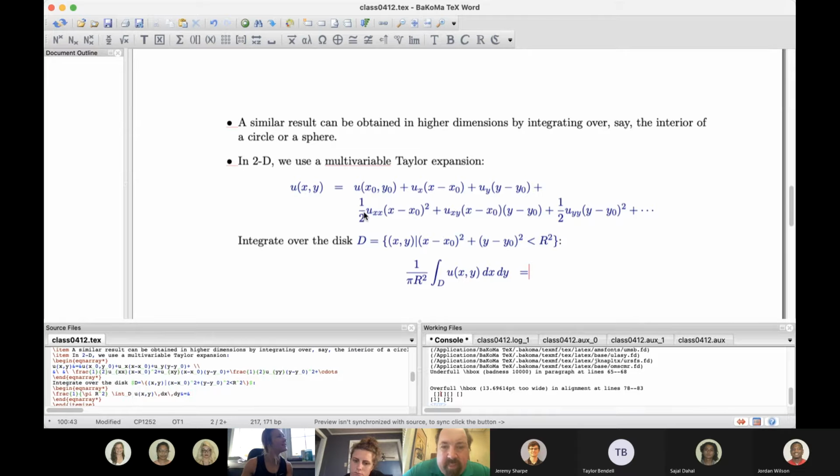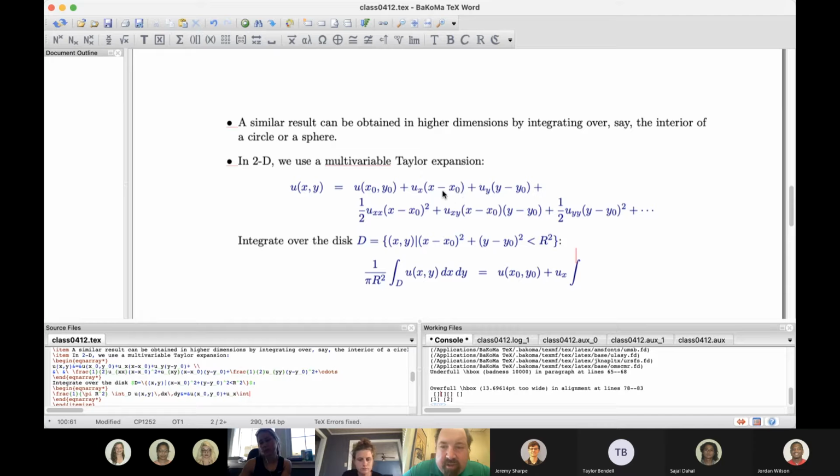Okay, so now when I integrate all of this over the disk, well, u of x naught, y naught, that's just a constant. So if I integrate that over a disk, I'm just going to get this times the area of a disk. But I'm already dividing by the area of a disk. So I'm just going to get u of x naught, y naught for this first term. Then for these two, ux and uy are both evaluated at x naught, y naught. Those are constants that can be pulled out of the integral.